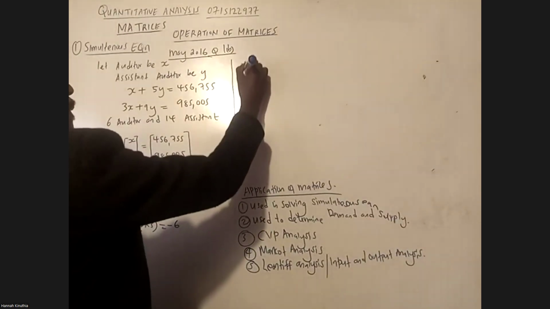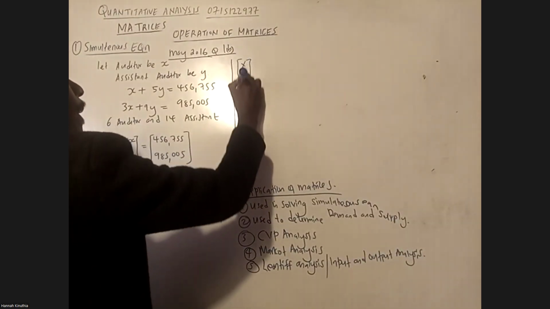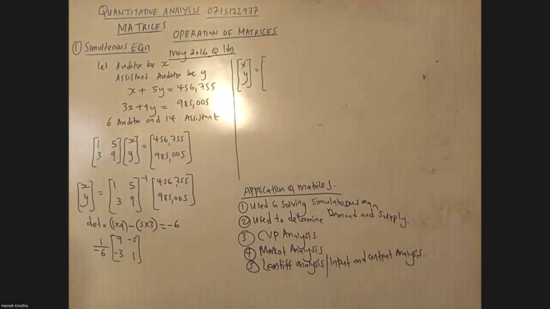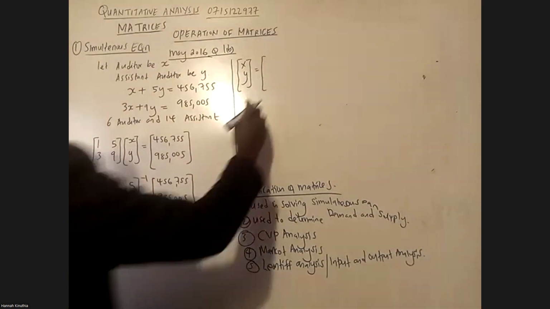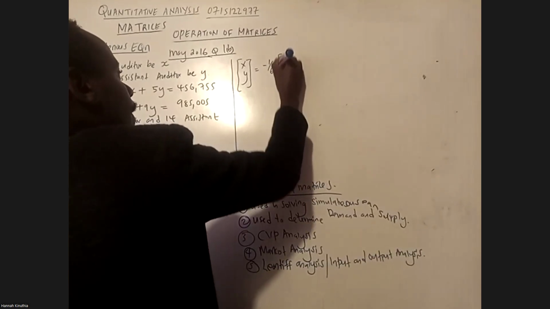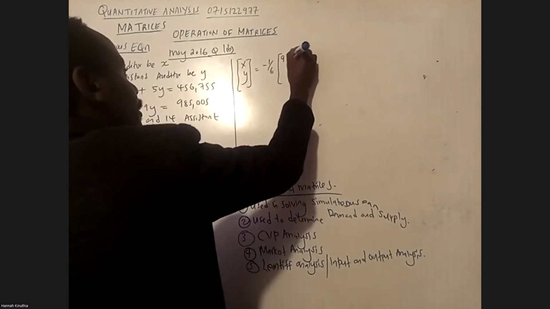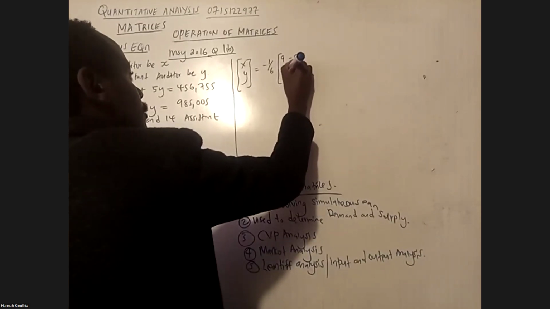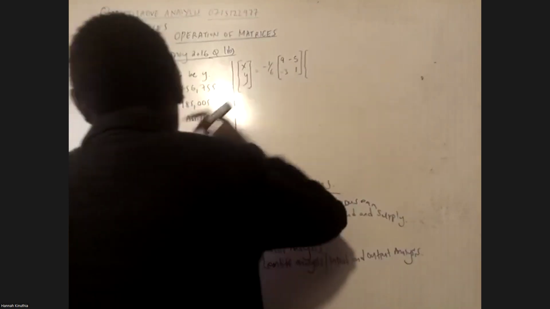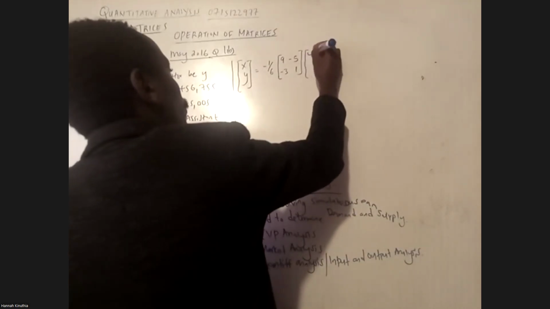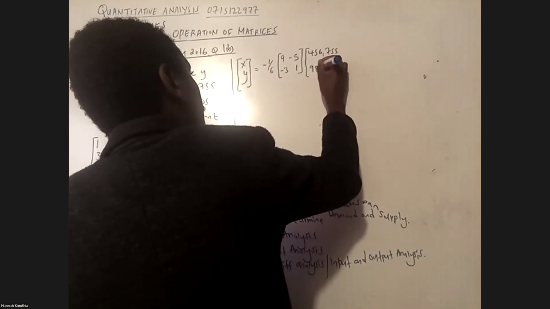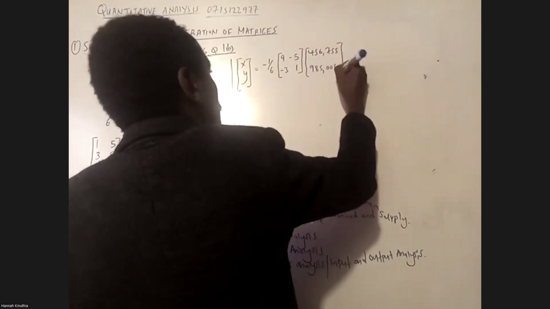So xy will be equal to what? It will be equal to minus 1 over 6, the matrix 9, minus 5, minus 3, 1. We need to multiply it with 456,755 and 985,005.